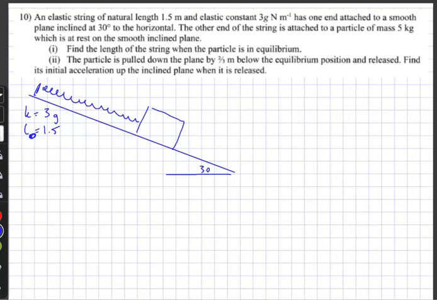We want to know what its length is going to be to create the equilibrium. That's the first thing we need to find out. Okay, bear with us. So what else is going on? We have the string creating a restoring force up parallel to the inclined plane. It's trying to pull it up. We have gravity pulling down vertically, and we have a normal reaction to the surface.